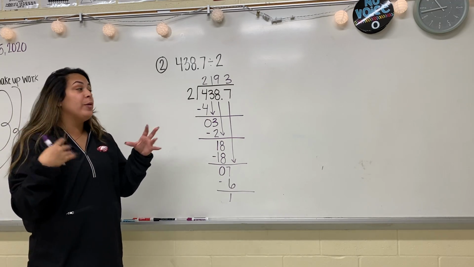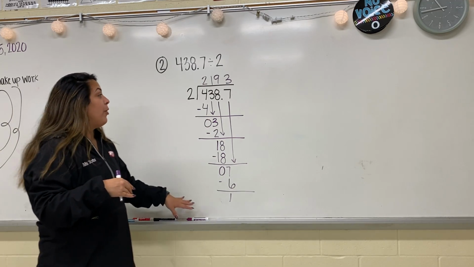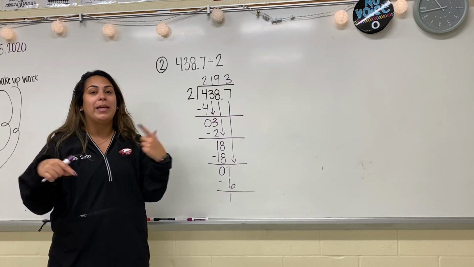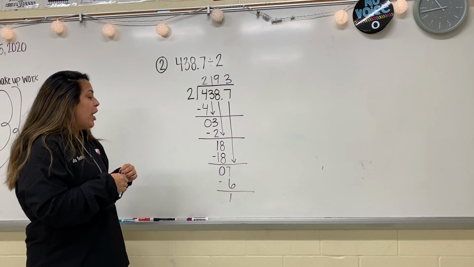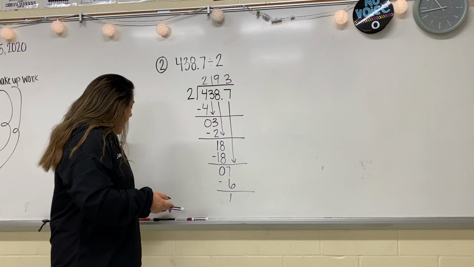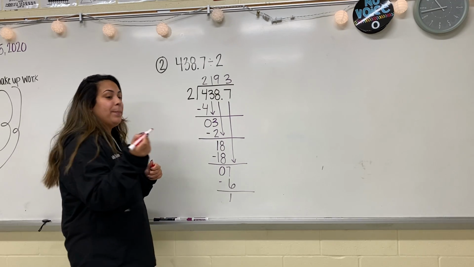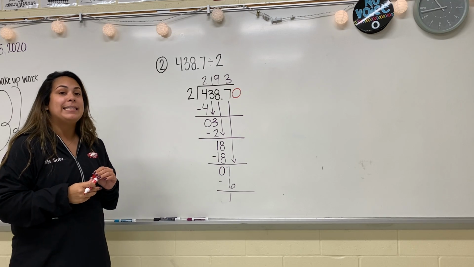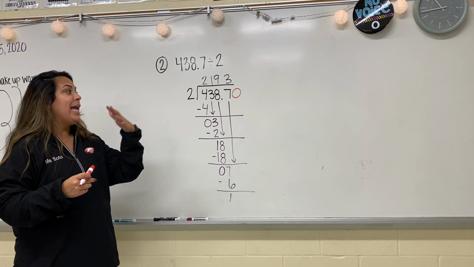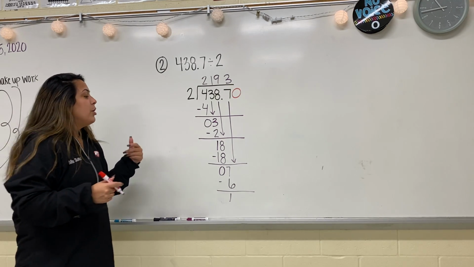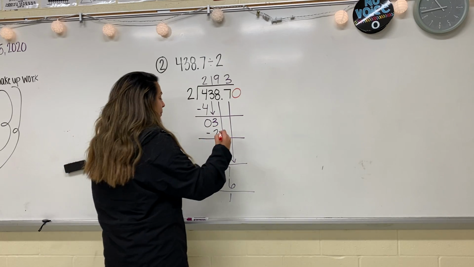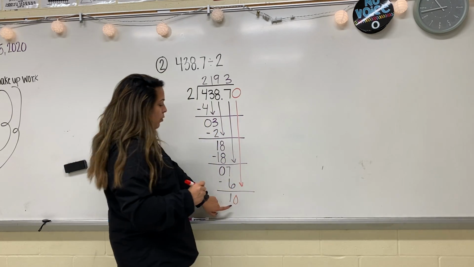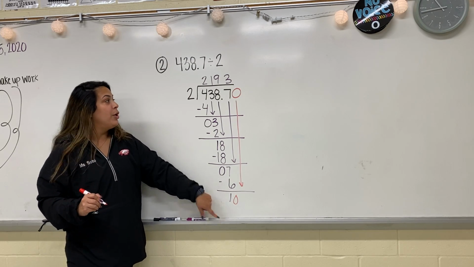Remember, when we're working with decimals, we do not want to put remainder 1. We want to keep going until we can't go anymore. So I need to add another 0 or another number behind that 7 to help me keep going. And that number is going to be 0. So after I've added the 0, I'm going to bring the 0 down, which makes this 1 a 10.